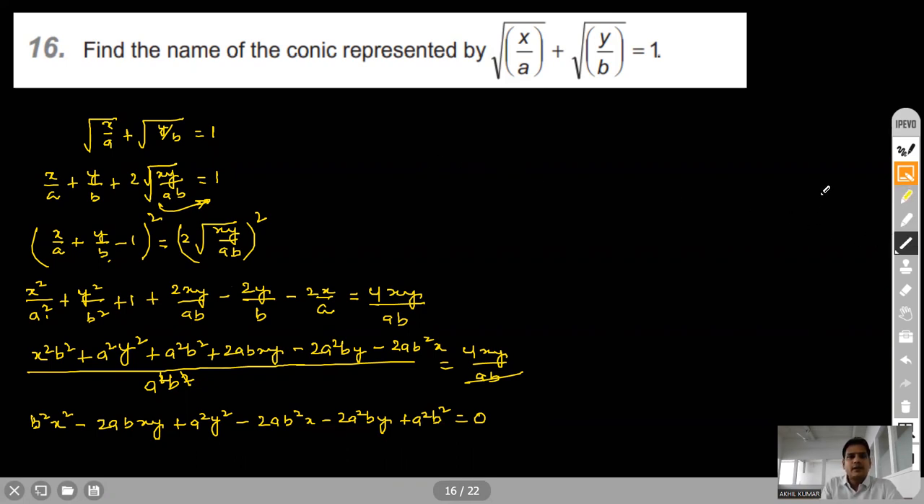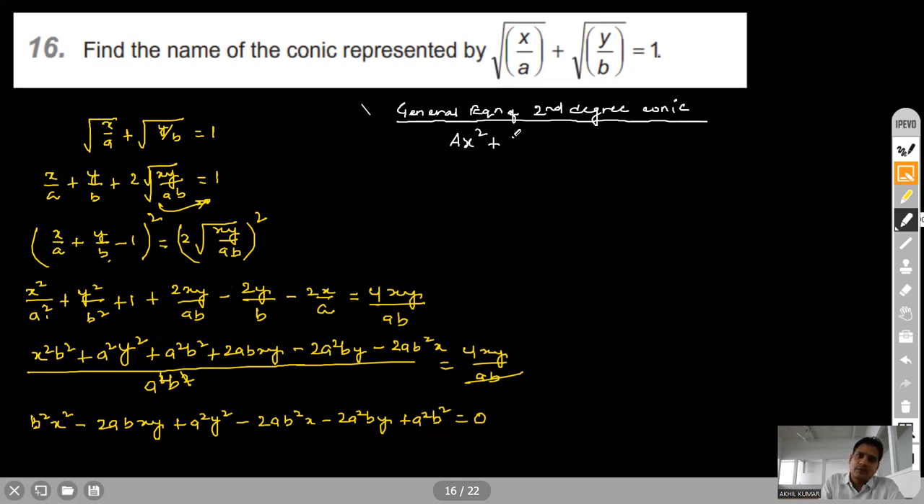Now, let me remind you what the general equation is. The question is asking to find which conic this equation represents, right? So what is the general equation of a second degree conic? Hope everyone is aware of this general equation of a conic. It is nothing but ax square plus 2hxy plus by square plus 2gx plus 2fy plus c is equal to 0, right?